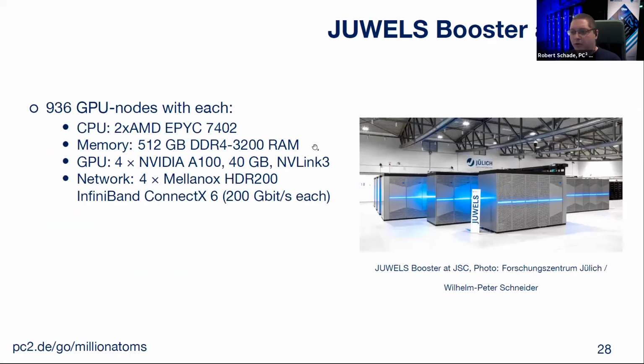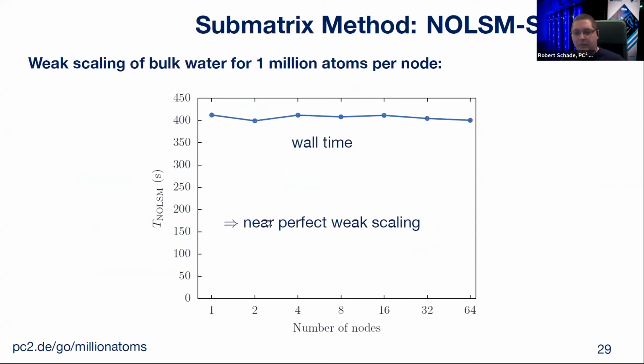Now, finally, to scaling efficiency and performance of the method. All results that I'm going to show you now have been obtained on the JUWELS Booster at Jülich Supercomputing Center, which has about 1,000 GPU nodes. The important fact here is that there are 4 NVIDIA A100 GPUs per GPU node. So first we start off with a weak scaling result for bulk water, 1 million atoms per node, scaling up to 64 nodes corresponding to 64 million atoms.